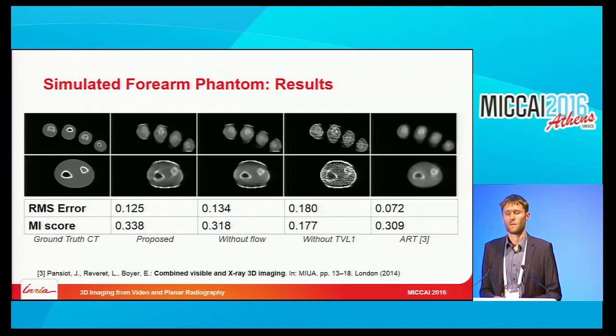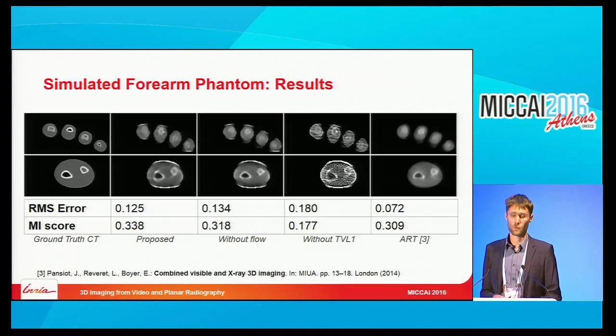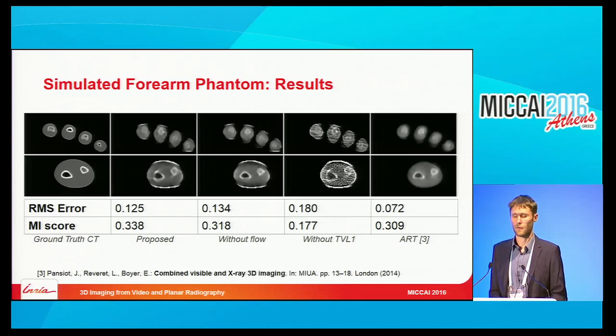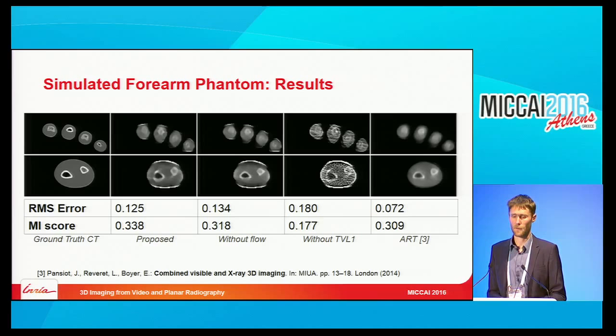So here I'm showing you two slices with root mean square error and mutual information score. From left to right, we have the ground truth CT that we can use here, since this is synthetic data. The proposed method, then in the middle, the proposed method without the optical flow, so without compensating for motion artifacts, are fairly similar because it's synthetic data, so there is not much of that. Then without L1 prior, here there is a quite significant artifact. Basically, the method barely converges because with 32 frames, the problem is really ill-posed and fails to converge. And then for comparison on the right, we have the ART method that looks quite nice because it's smooth. It's fitted to L2 norm, basically, so it looks smooth. On the other hand, it's losing a bit of sharpness around the edges.